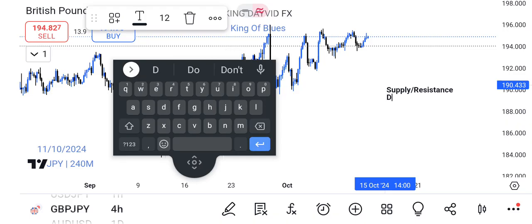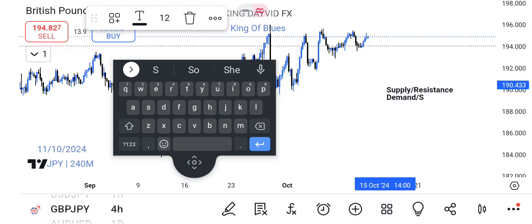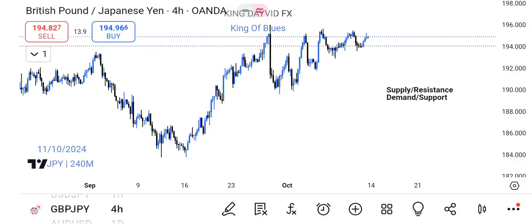While demand is also known as support. Get this straight, it's very simple. Demand is also known as support, and supply is also known as resistance. So whenever you hear supply, they are talking about resistance, and whenever you hear resistance, they are talking about supply. It's the same thing. And whenever you hear demand, they are talking about support, and when you hear support, they are talking about demand. It's basically the same thing.